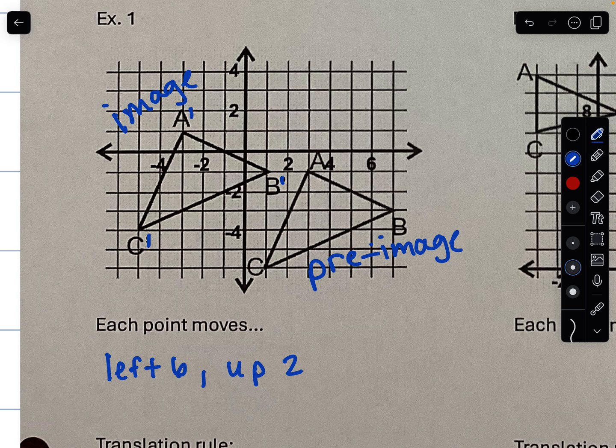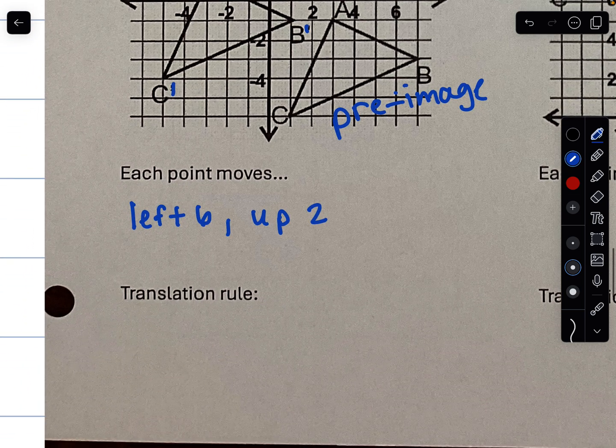Yes, Rowdy? So whenever we're explaining it, is it just going to be plain speech? Like we're just going to say however many which way? Sometimes, yes. Sometimes we'll say like the points move left 6, up 2. Other times, which I'm about to show you, like when we write a rule, we'll use what's happening to x, what's happening to y. Okay?